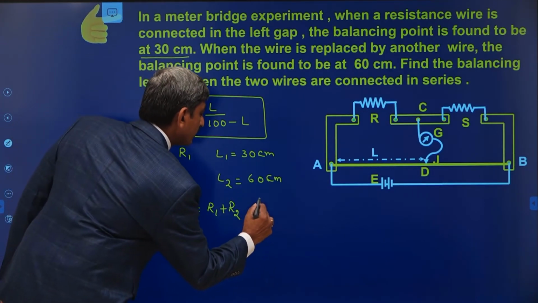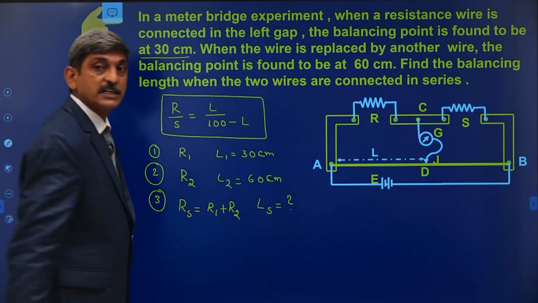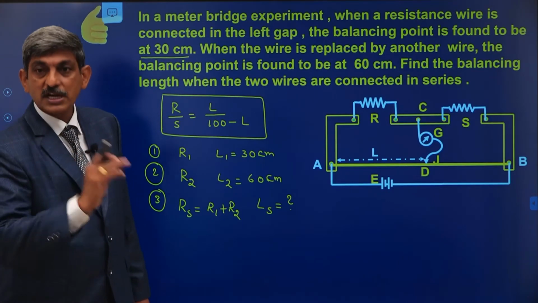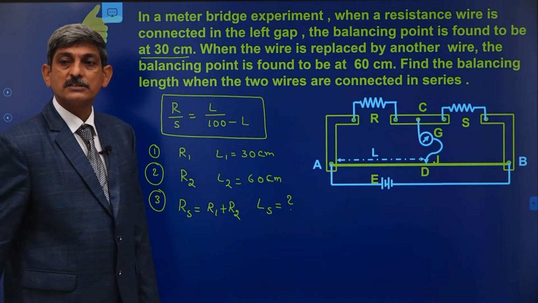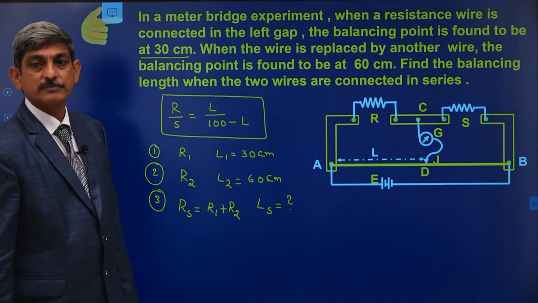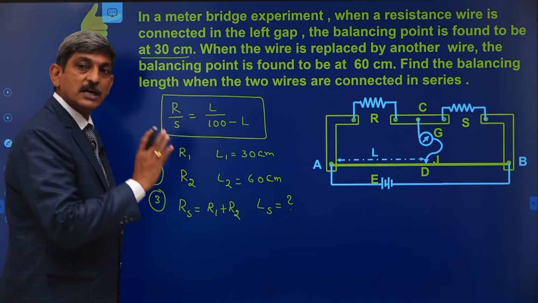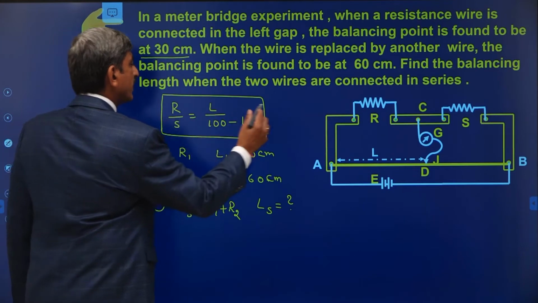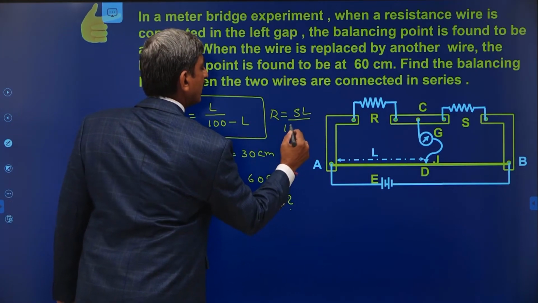For that effective resistance, let Ls be the balancing length which is to be determined. R1 is not given, R2 is not given, only L1 is given, L2 is given, and we have to find out the balancing length when both wires are connected in the series combination. For that, I am going to apply the balancing condition 3 times for 3 cases. So, from this equation we can write R is equal to SL divided by 100 minus L.